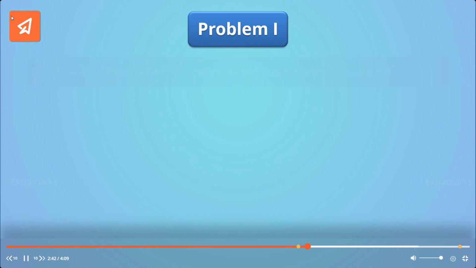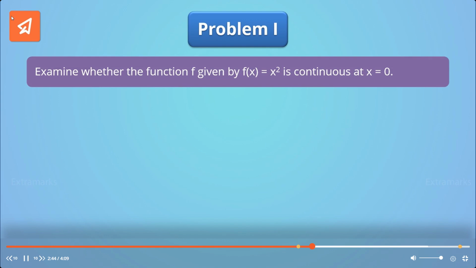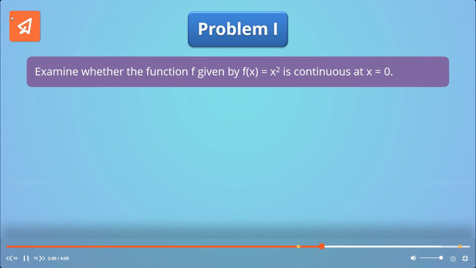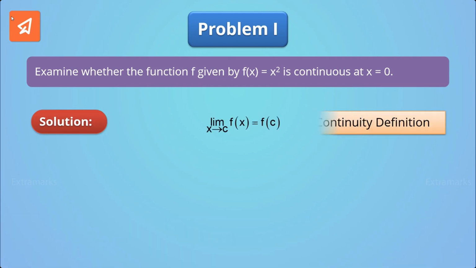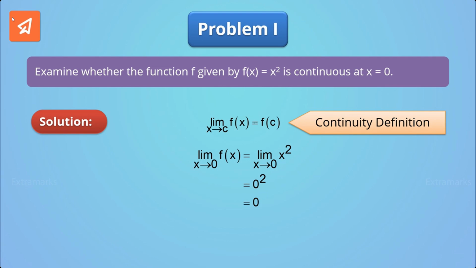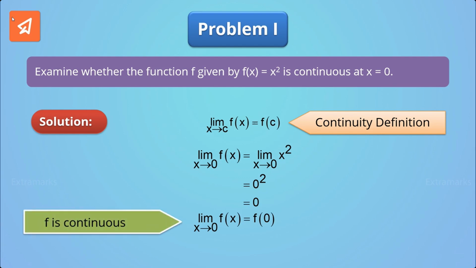Example 1. Examine whether the function f given by f of x equal to x squared is continuous at x equals 0. Let us use the definition of continuity at this point. Now limit x tends to 0, f of x equals limit x tends to 0, x squared, which further equals 0. Thus, limit x tends to 0, f of x equals f of 0. Hence, f is continuous at x equals 0.